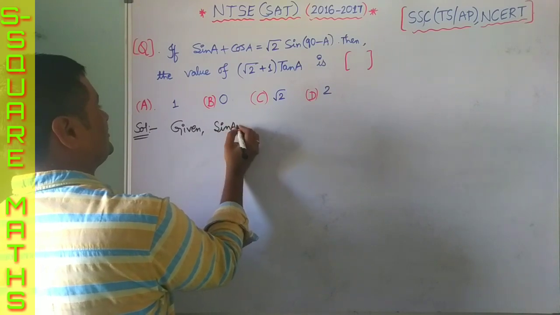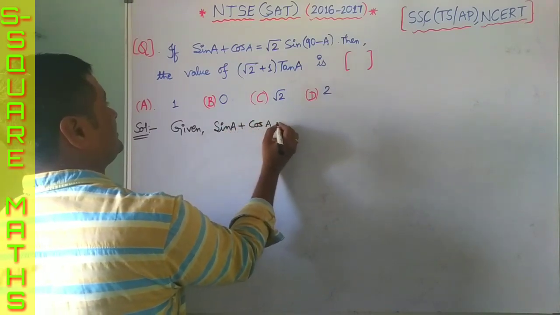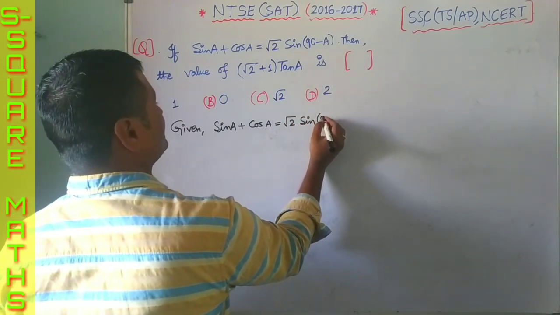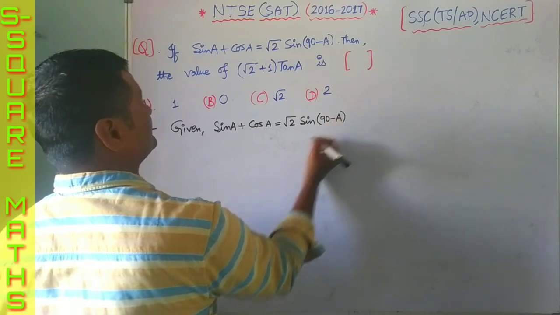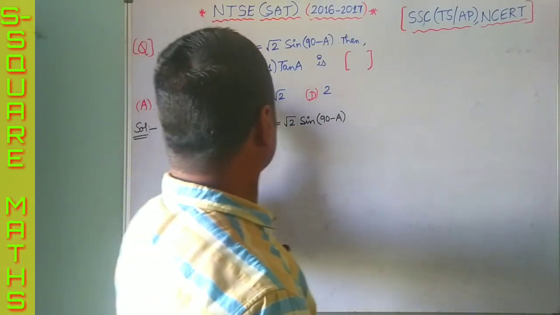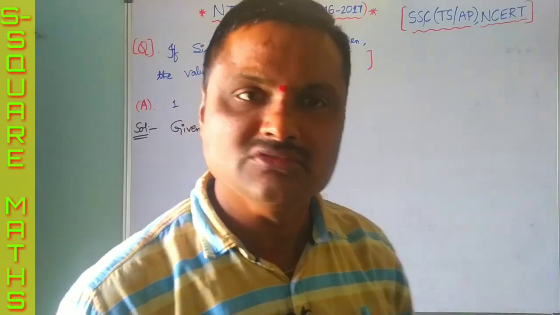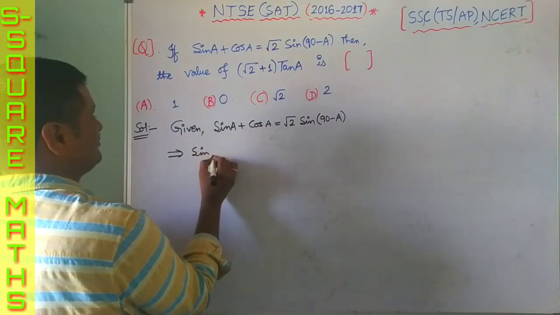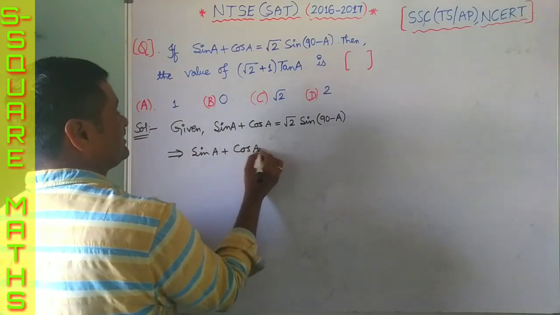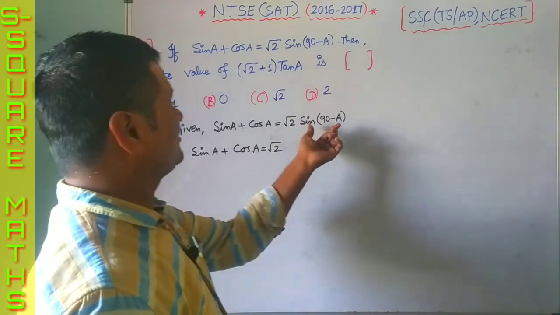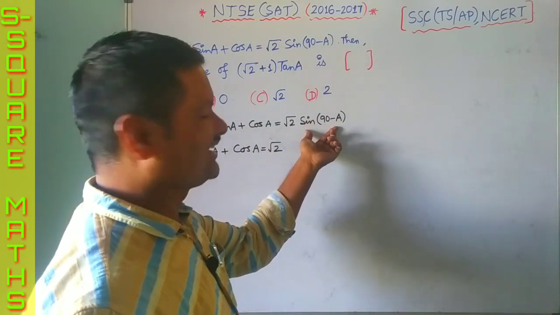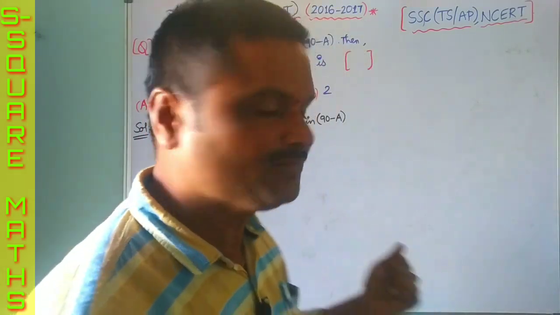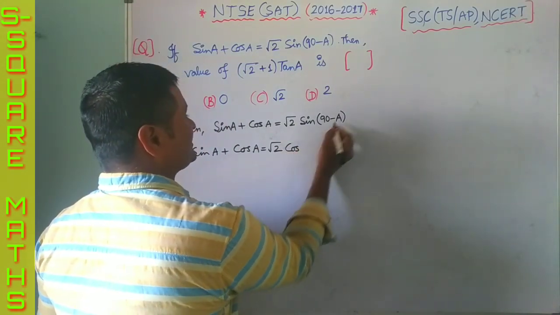Consider the given: sin A plus cos A is equal to root 2 into sin of 90 minus A. Using this we have to obtain the value of root 2 plus 1 into tan A. This implies sin A plus cos A is equal to root 2 times sin of 90 minus theta, the trigonometric ratios of complementary angles. Sin of 90 minus theta is cos theta. So I can write cos A here.